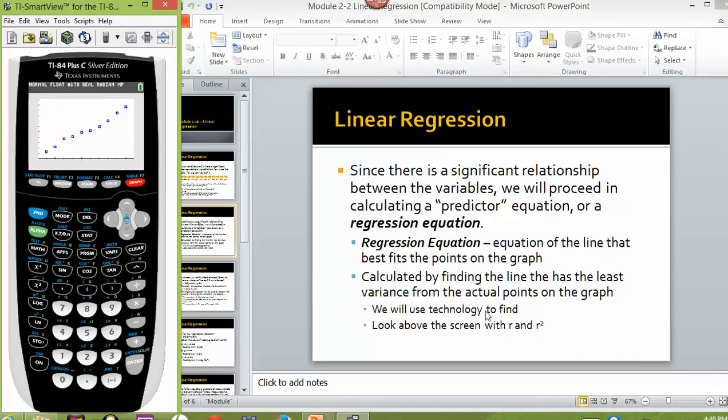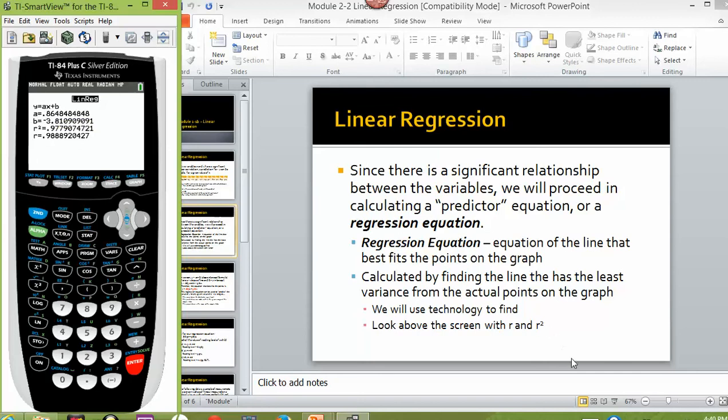And in actuality, we're going to use our technology to find it. It's a bit of a complicated process, but if we look above the screen with r and r squared, in fact, go back to Stat and Calc and choice number 4, LinReg, you can see that this is something we already found on this screen. We just hadn't talked about it yet. Here we have our key at the top: y equals ax plus b, and they're giving us a value for a, which we would stick in front of x, and a value for b, which we would substitute for b, leaving me with an x and a y.